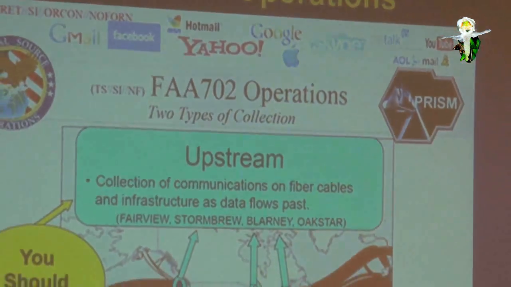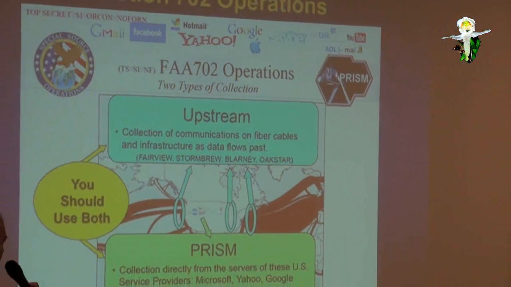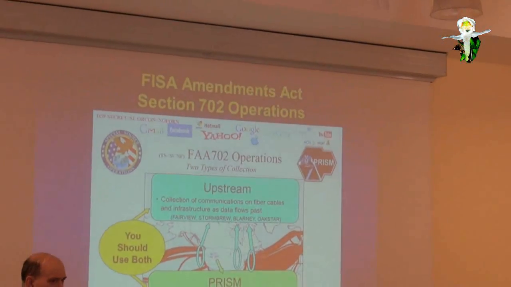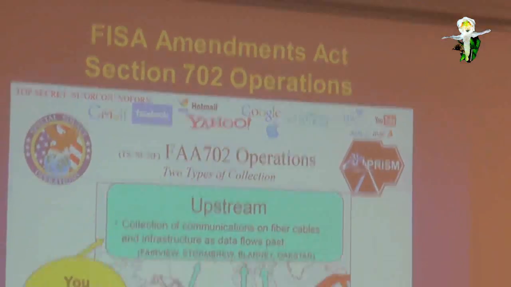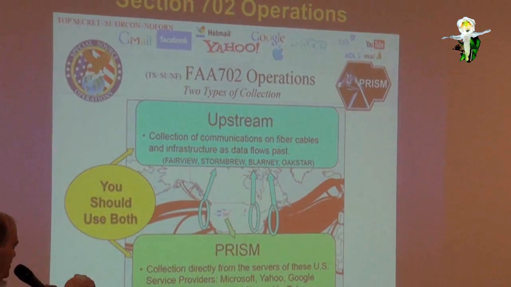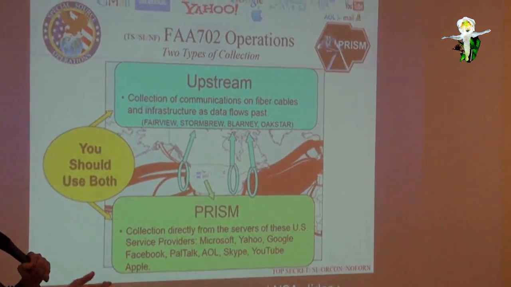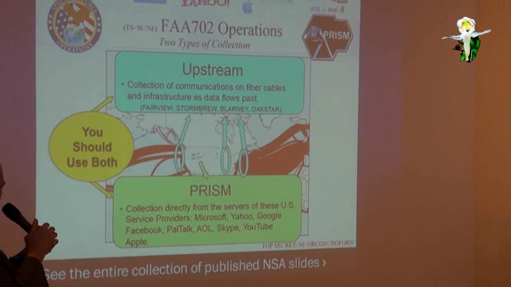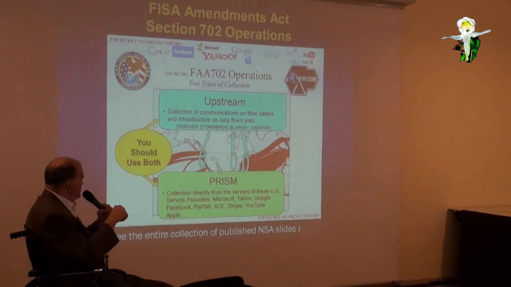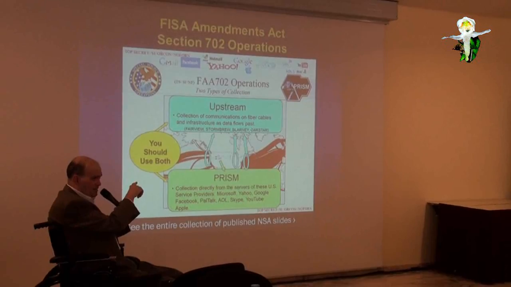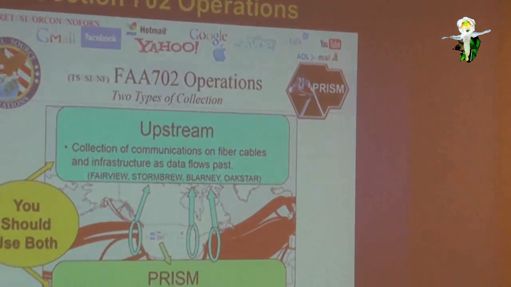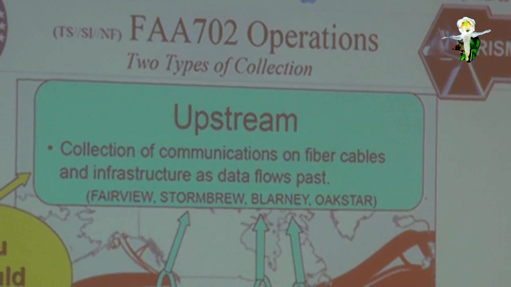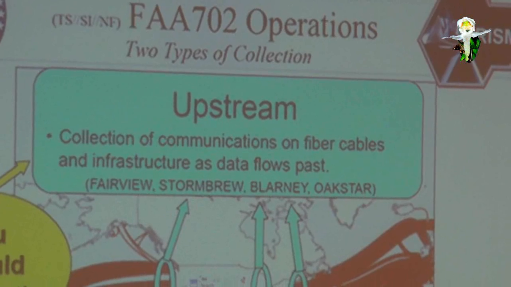So then, this was one of the PRISM slides. Now, PRISM created a lot of interest in my country because they were talking about going to the internet service providers and various other service providers and getting information directly from them on U.S. citizens and everybody else that those companies service. But the real information acquisition system is the upstream system. That's where all the fiber optic taps are. And it says right there, collection of communications on fiber cables and infrastructure as data flows past. That means the fiber optic taps. Okay.